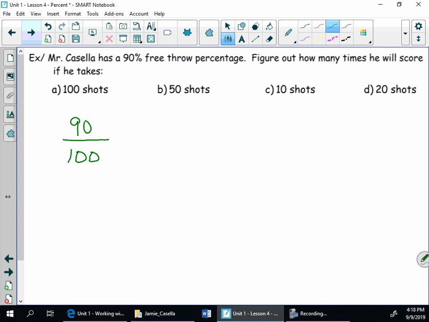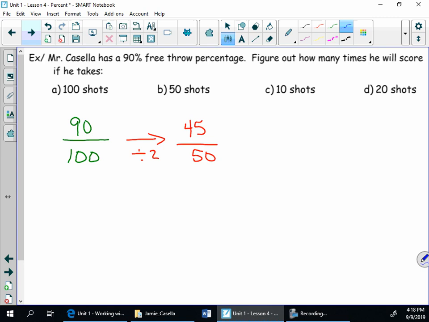That's my ratio. That's my percentage. That's my portion of 100. If I were to take 50 shots, how many should I make? Well, that's really just an equivalent ratio. How many out of 50? Well, if I divide this by 2, I get 50. If I divide the top by 2, I get 45.